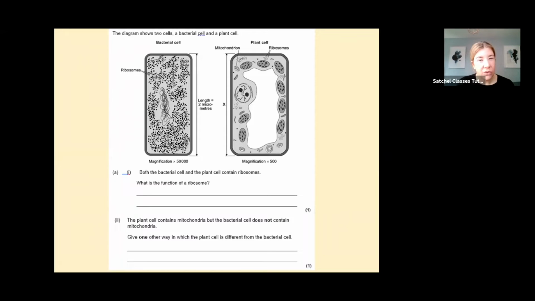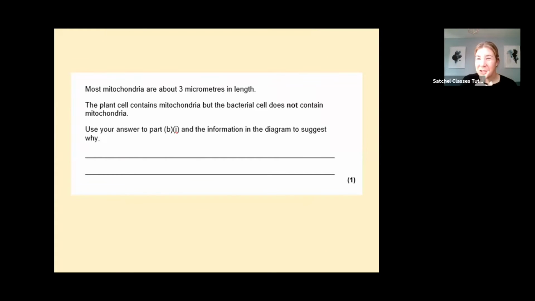Feel free to pause the video to write any of this down. If you want to do it in your head, that's fine as well. We'll have a go at one more question before we go through these answers. This is a lovely question. Most mitochondria are about 3 micrometers in length. The plant cell contains mitochondria, but the bacterial cell does not. Use your answer and the information and diagram to suggest why.